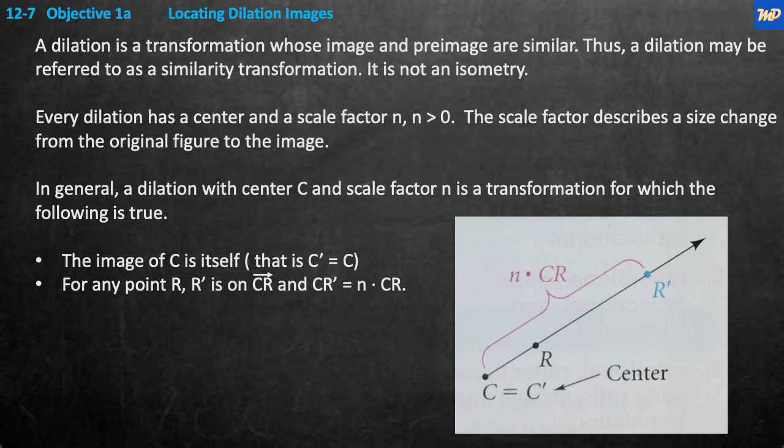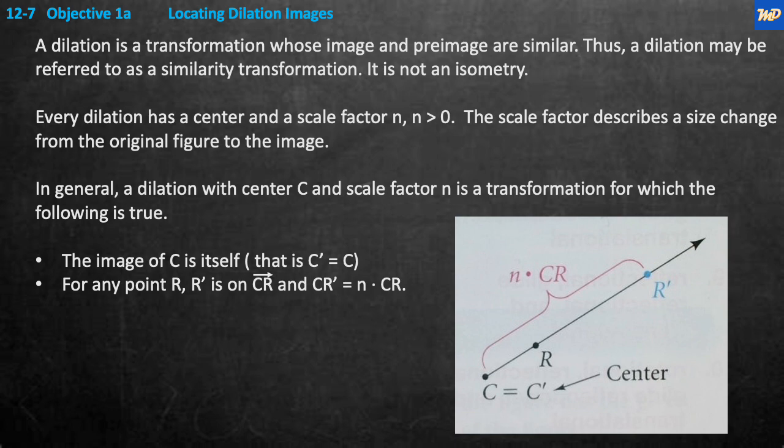Every dilation has a center and a scale factor n, where n is greater than 0. Of course, it has to be greater than 0, because if not, it would disappear, right? Everything would be multiplied by 0. The scale factor describes the size from the original figure to the image, whether it's gotten larger or smaller.